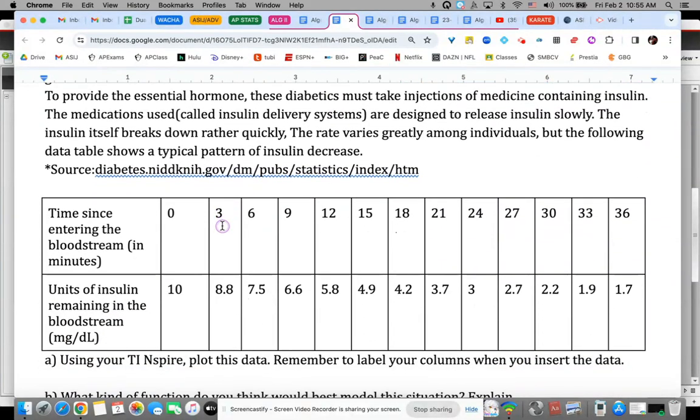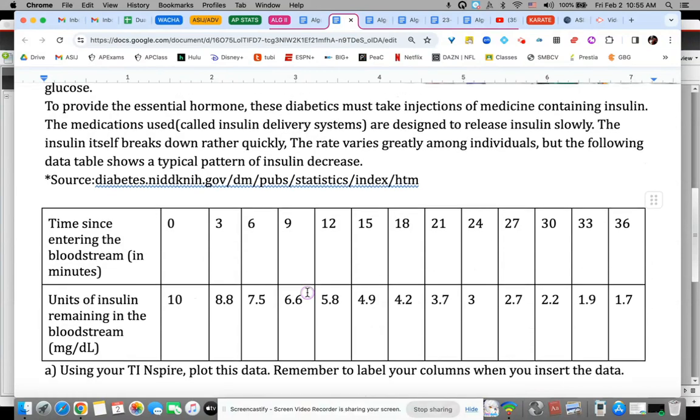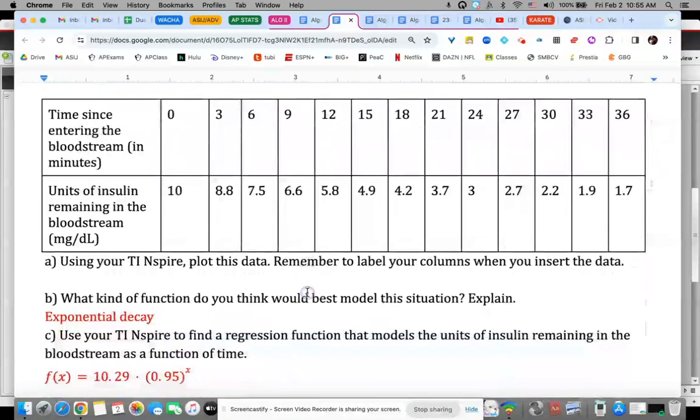All right, so we have time entering the bloodstream in minutes. So this is now minutes. That's the first thing I'm looking for. Okay, what are my units, right? What are we talking about here? So this is how many minutes? 3 minutes, 6 minutes, 9 minutes, right? So units of insulin remaining in the bloodstream. So this is the actual insulin in the bloodstream that they're watching, okay? So what do we want to model this with? Well, it should be exponential. It looks like there's some kind of multiplier going on.